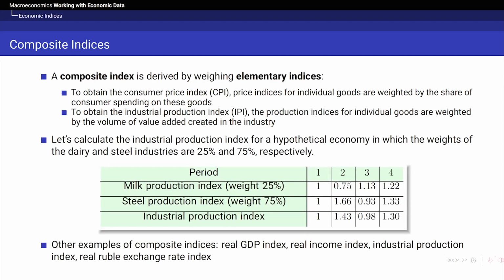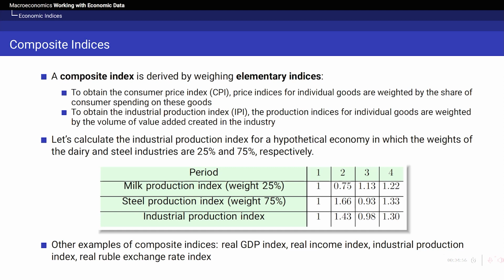Elementary indices are usually aggregated into composite indices. The particular way to do this is very different in each case. For example, when calculating the consumer price index, the elementary price indices are weighted using the share of consumer spending on these goods. So the more people spend on a particular product, the more weight the CPI attributes to this product. With the industrial production, the value added is used as a weight.